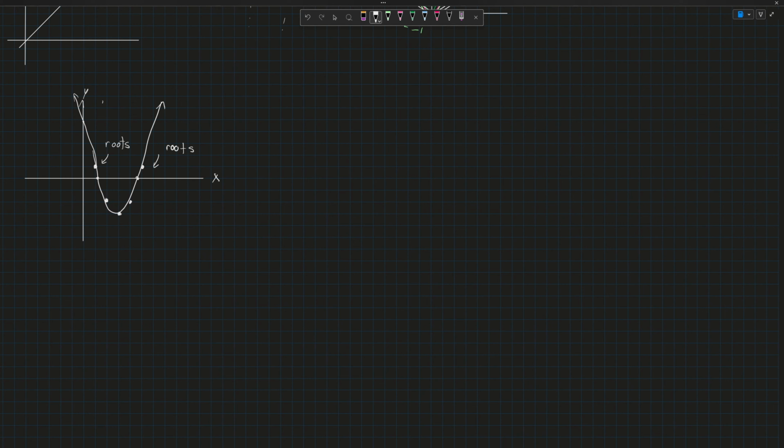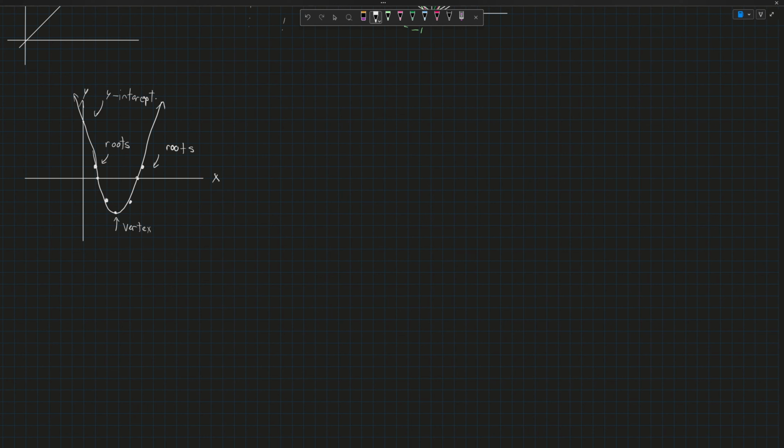And this, of course, is the y-intercept because it touches the y-axis at exactly that point. And this point right here is what we call the vertex. The vertex is essentially the lowest or the highest point. And what's really interesting is that the way we find the vertex is very interesting, and I'll talk about it in a minute.